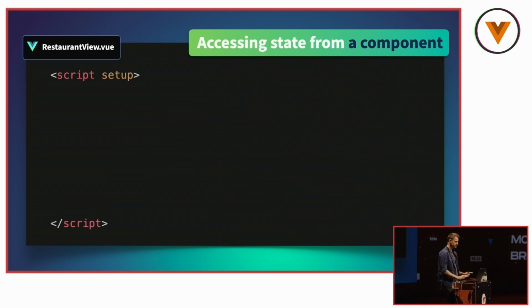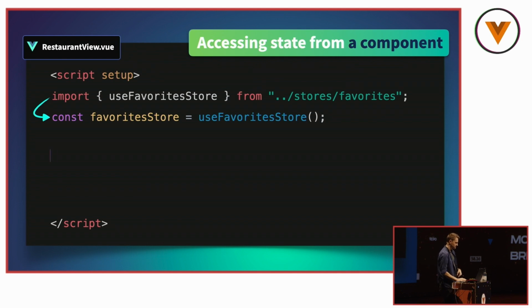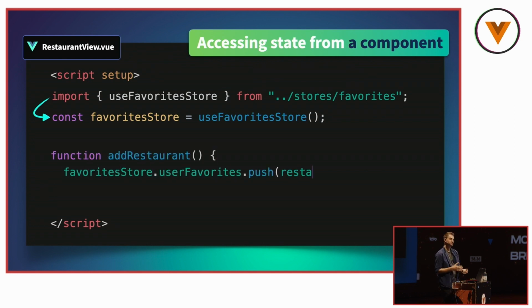So now what about accessing a store's state from inside a component? There are a few ways to do this, the most common of which is to import the store into the Vue component and then invoke the useStore function. And then this lets us read and write to state using dot notation to access the state property on the store. This of course works, and for simple implementations, it's good enough.